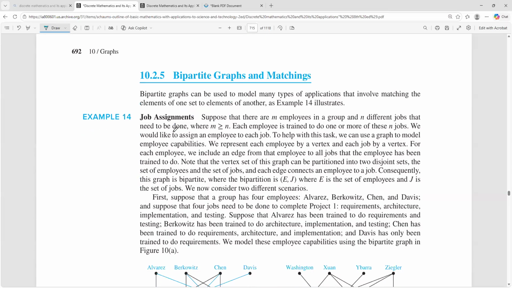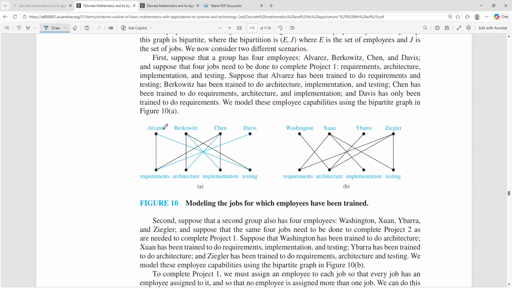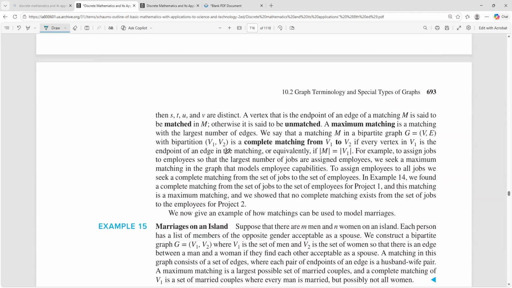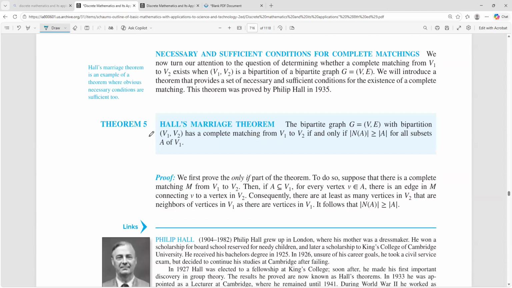Here are some uses of bipartite graphs. So you can do job assignments, right? So here's an example of job assignments. Oh, the marriage theorem, Hall's marriage theorem.